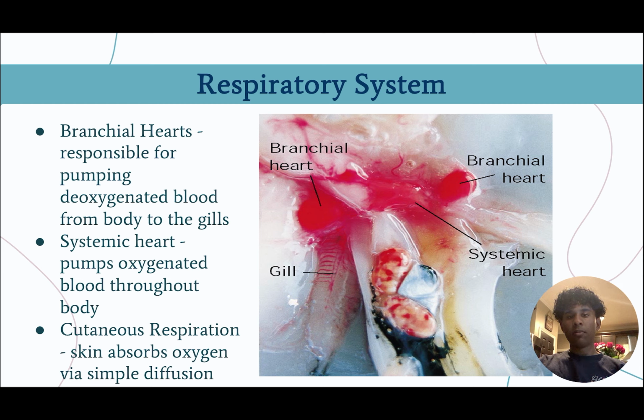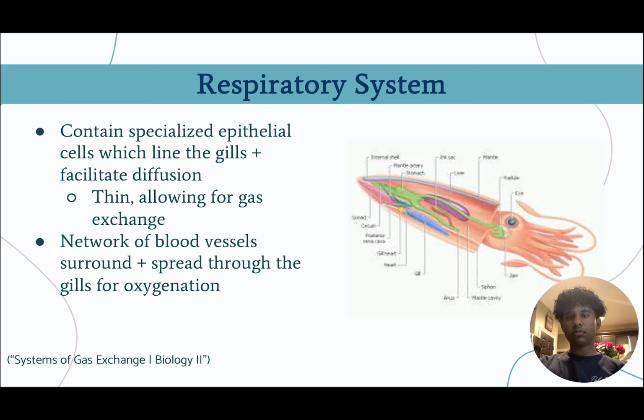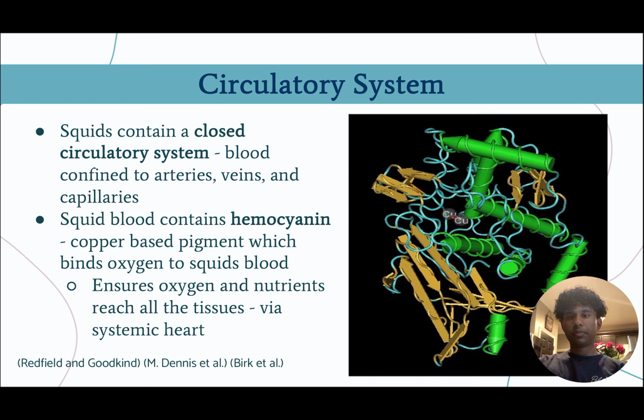As stated before, cutaneous respiration is where the skin will absorb the oxygen via simple diffusion. The respiratory system also contains specialized epithelial cells which line the gills and facilitate diffusion, and they're thin, allowing for gas exchange to take place properly. They have a network of blood vessels that surround and spread the gills for oxygenation.